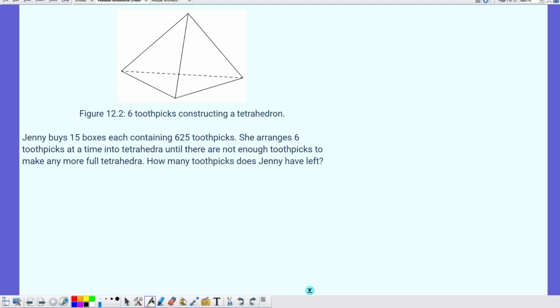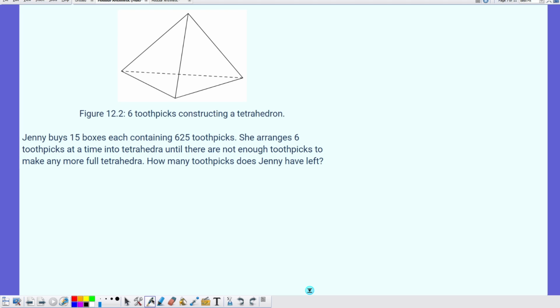And there's a nice picture of a tetrahedron, which is like a pyramid with all equal sides. This problem seems a little weird, but it's actually fairly simple in how to approach it, and it's an excellent example of a nice way we can use our multiplication properties to simplify so much of our work.